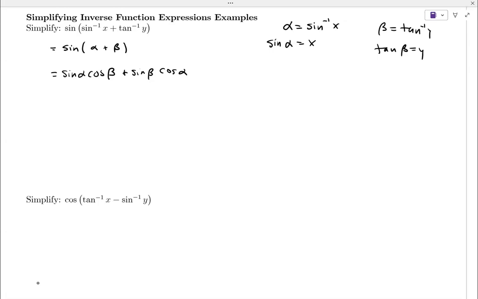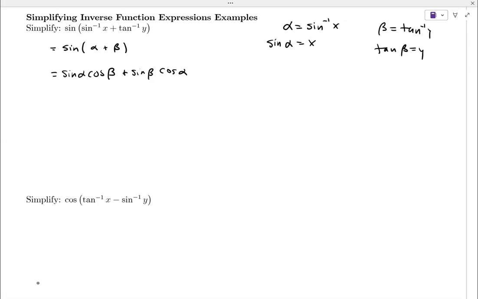But I didn't start with alphas and betas. I started with x's and y's, right? And generally speaking, if I start with x's and y's, I probably want to end with x's and y's. But let's think about how we can simplify these expressions. Again, this is stuff that we've already done. We used triangles to help us do this.